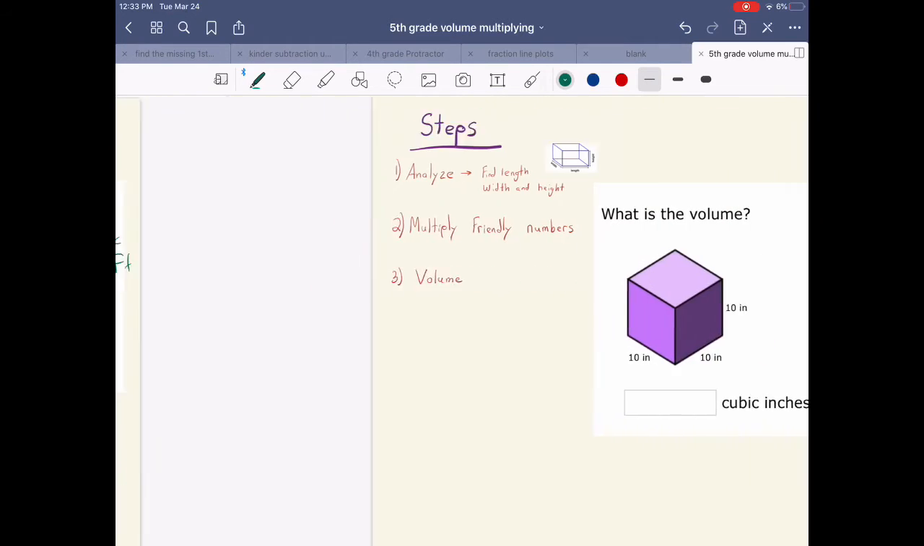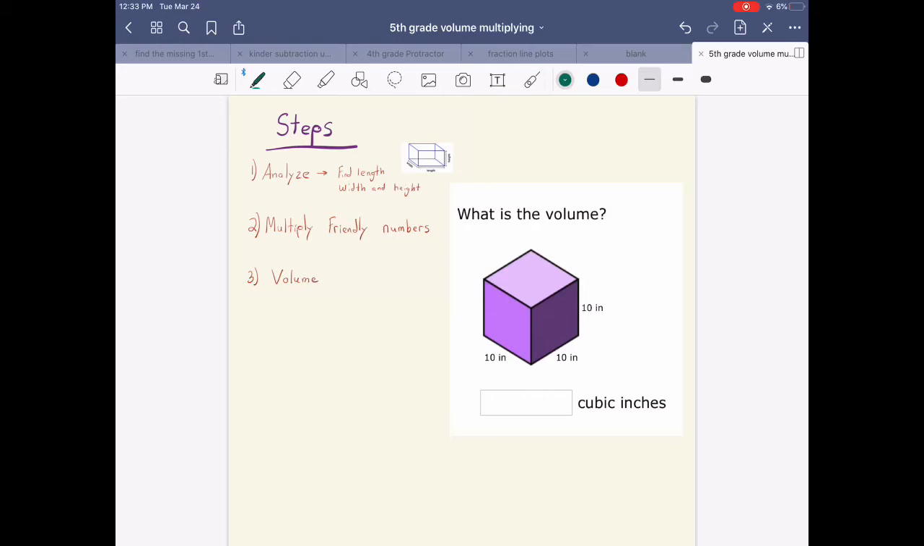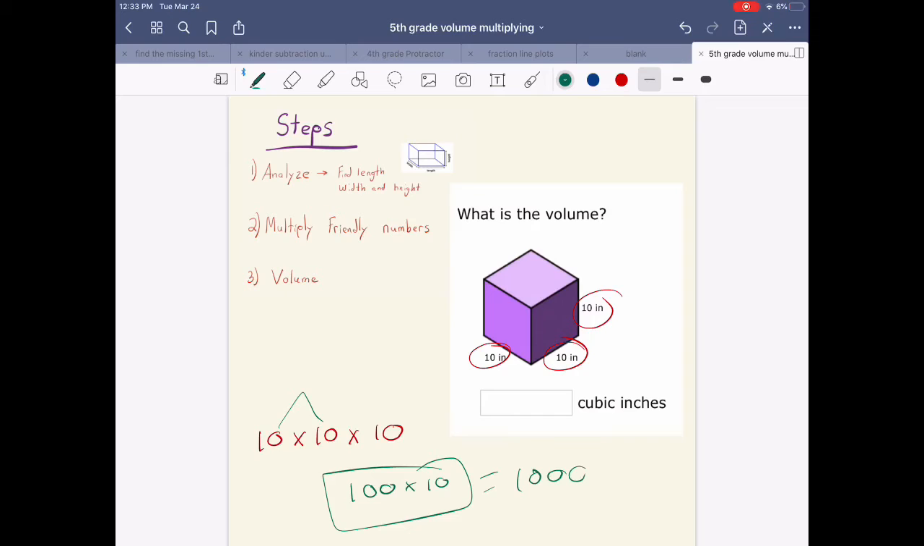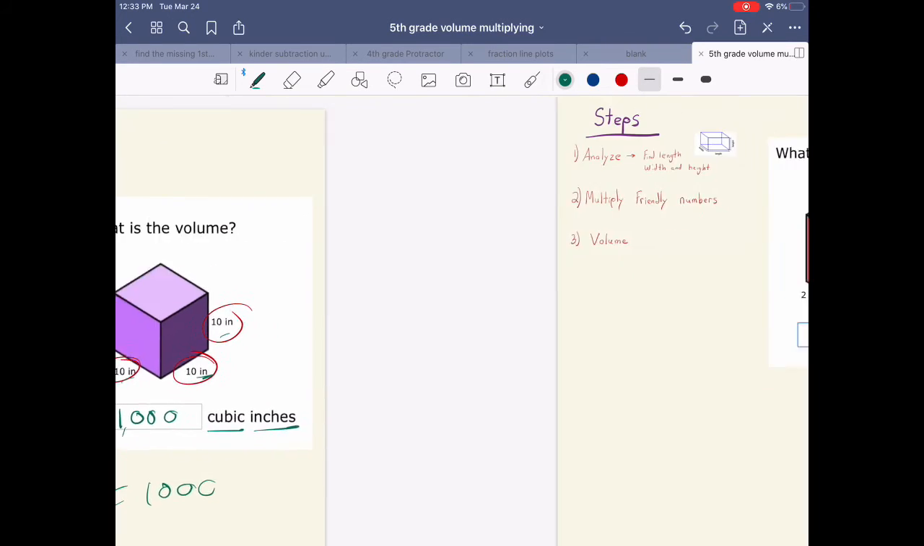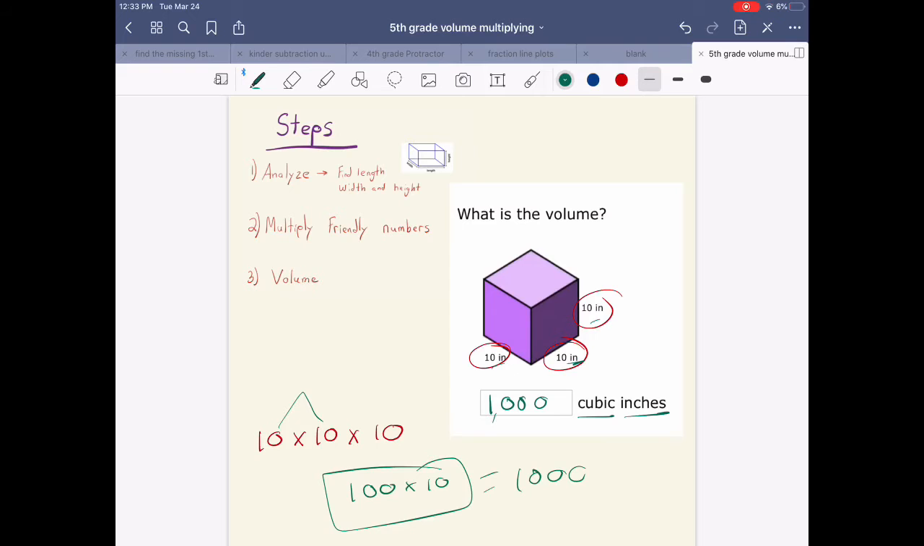Now let me show you one more. Same step. Step 1, analyze. What is my length, width, and height? Oh man, they're all 10. That's easy. So now I got to do step 2. Multiply 10 times 10 times 10. So 10 times 10 is 100. And 100 times 10, well, that equals 1,000. So my answer is 1,000 cubic inches because we're measuring in inches. All right, so really all you got to do is find those measurements and just multiply.